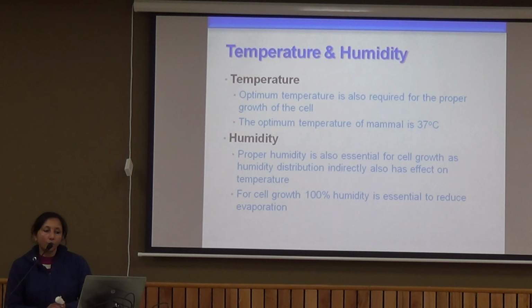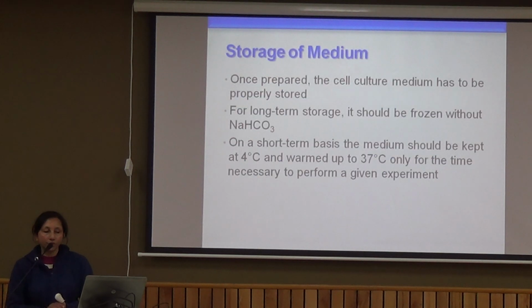Optimum temperature is required, and it is approximately 37 degrees C for mammalian cells. What is the humidity? For cell growth, 100% humidity is essential. We do not want our cells to dry down and shrink. So, 100% humidity is required so that there is no evaporation.